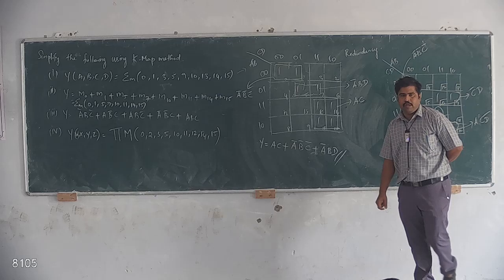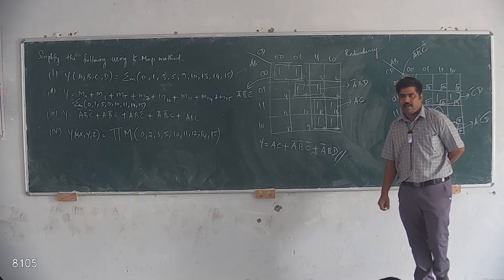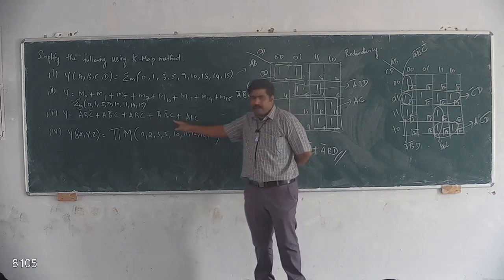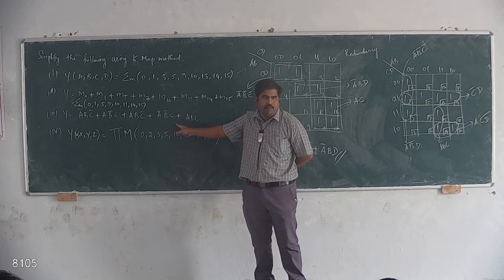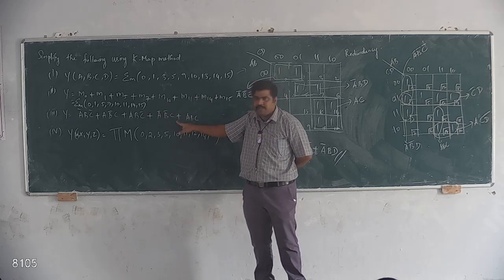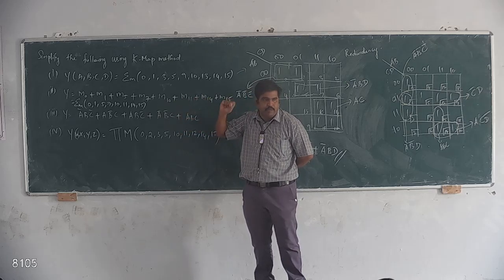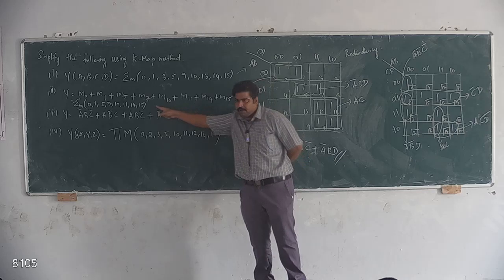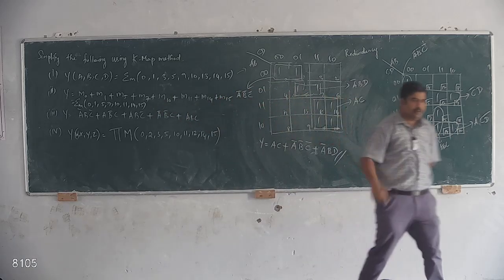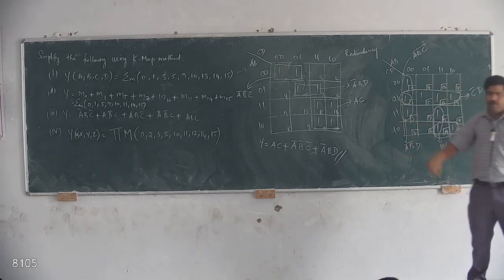Next, you try to do the third problem. First we need to convert this one into SOP format or min-term format. Already I have told that if an expression is given, we should be able to convert it into this format. Then only it is easy to place the values inside the K-map. So first you convert that format.